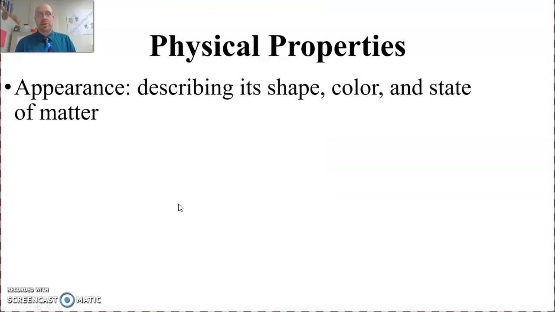Appearance. Appearance is also a physical property. The appearance is describing its shape, the color, the state of matter that it is. Remember, we have four states of matter: solid, liquid, gas, and plasma.